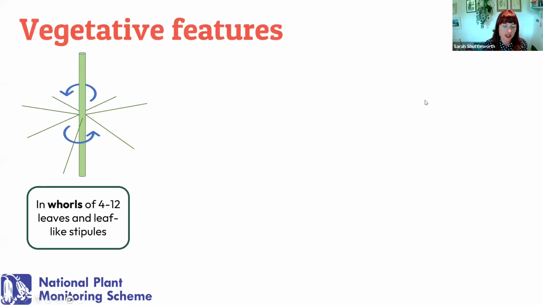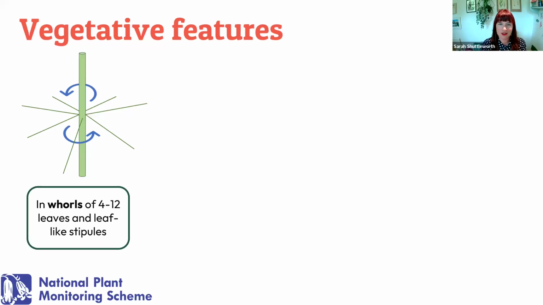So the really important vegetative feature is that the leaves are in a whorl, which means a spiral around the stem. There are usually 4 to 12 leaves. But what I find really incredible about this group is that it says leaves and leaf-like stipules.